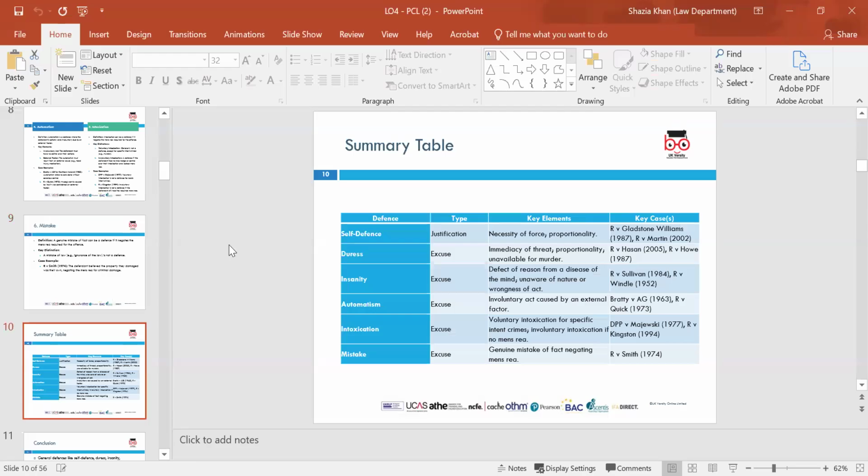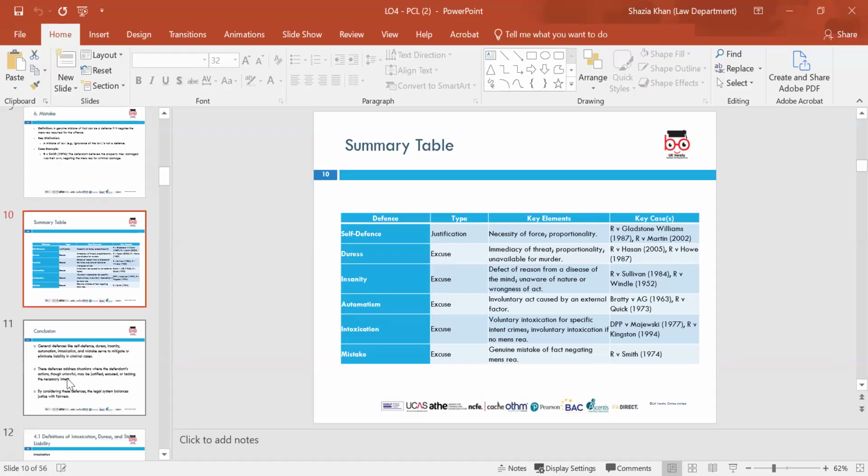The summary table looks at the defences, which are self-defence, duress, insanity, automatism, intoxication and mistake, and looks at the type, the key elements and key cases for each in the table.